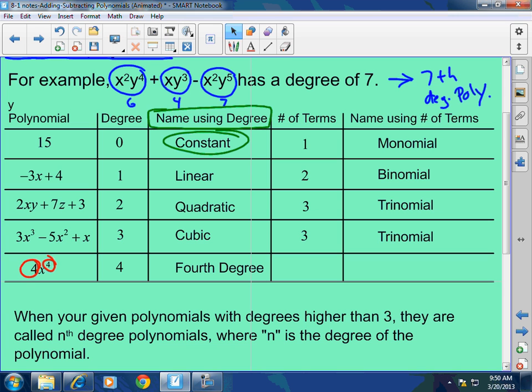Just like after trinomial, it's n-term polynomial. Same thing for degree. You have a constant when the degree is 0, linear when the degree is 1, quadratic when the degree is 2, cubic when the degree is 3. And if you have 4 or more as a degree, then that would be an nth degree polynomial. In this case, it's a 4th degree. How many terms? What's the name? Monomial. Very good.